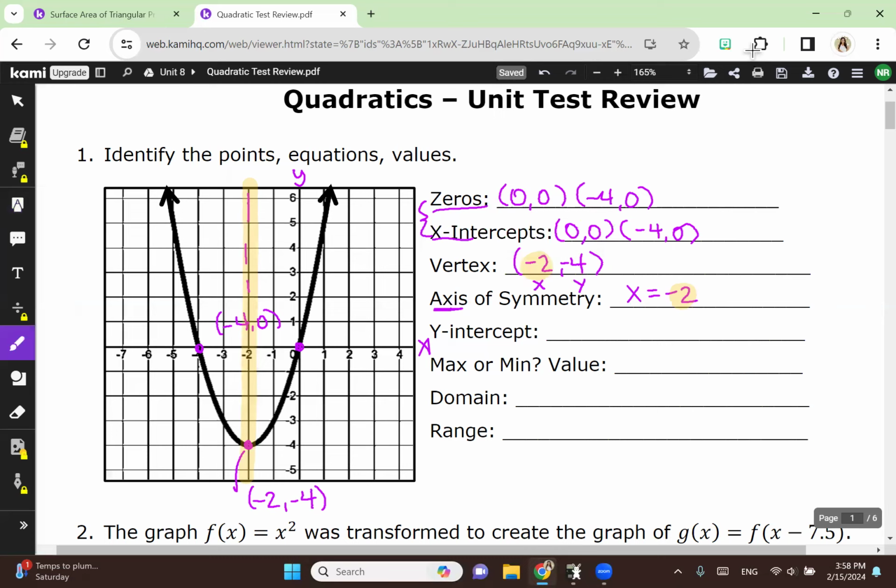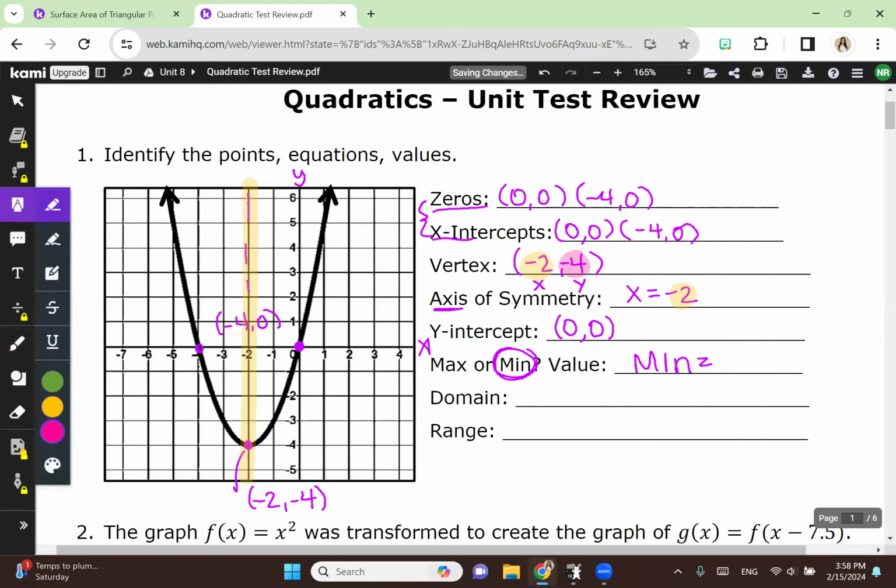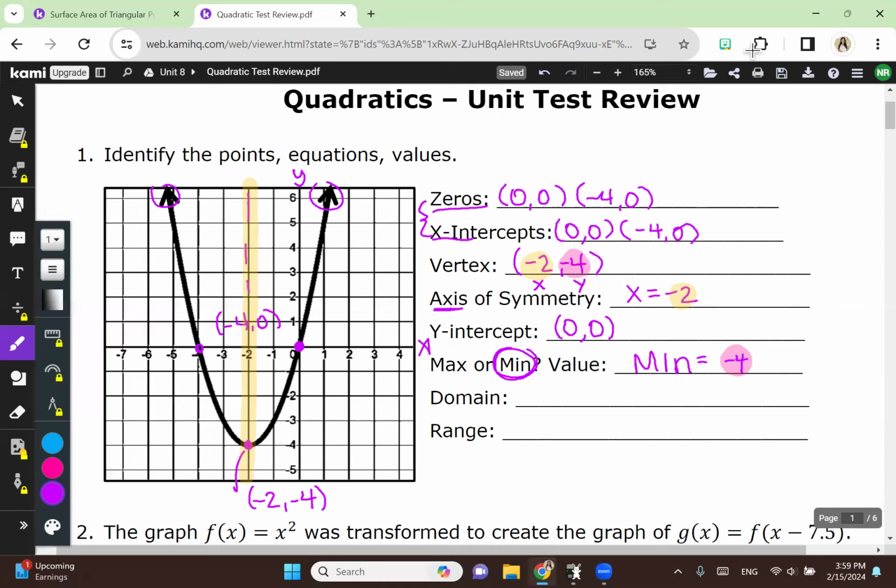Okay, your y-intercept, that one you can just find here. That is (0, 0). There is a low point, a minimum, so the minimum value should match the y value of the vertex. So the minimum is -4. Domain, because we have arrows on both sides, will always be all real numbers.